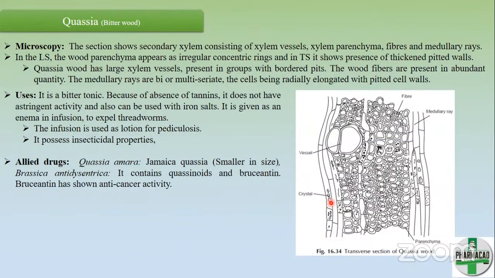Quassia amara is an allied drug. Jamaica quassia, smaller in size, and Picrasma antidysenterica. It also contains quassinoids and brucein. Brucein has shown anti-cancer activity.